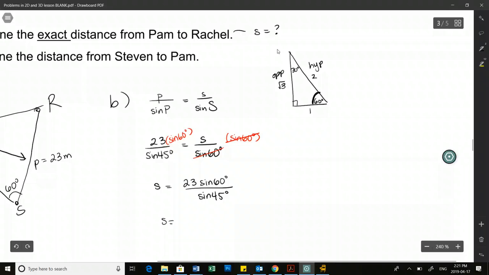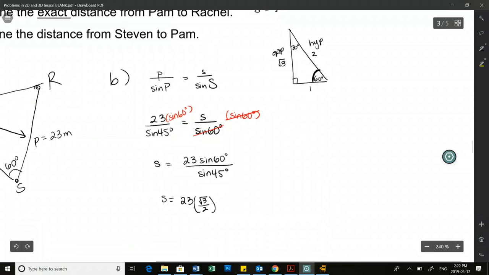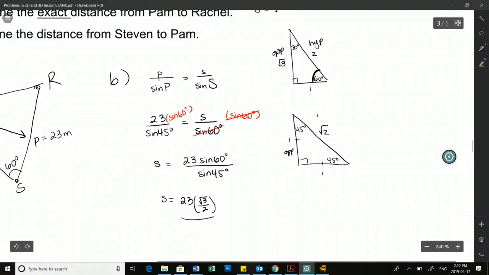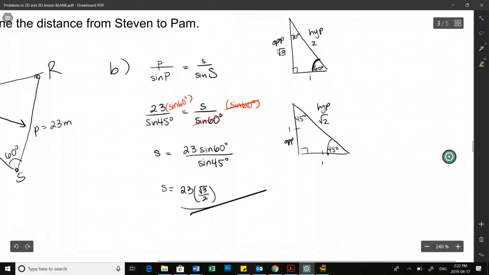So I'm going to replace sine of 60 with root 3 over 2. And I also want the sine of 45. Yeah, 1 over root 2. So that's like opposite and hypotenuse. It doesn't matter which 45 you choose as your reference. So that will be 1 over root 2. Okay.